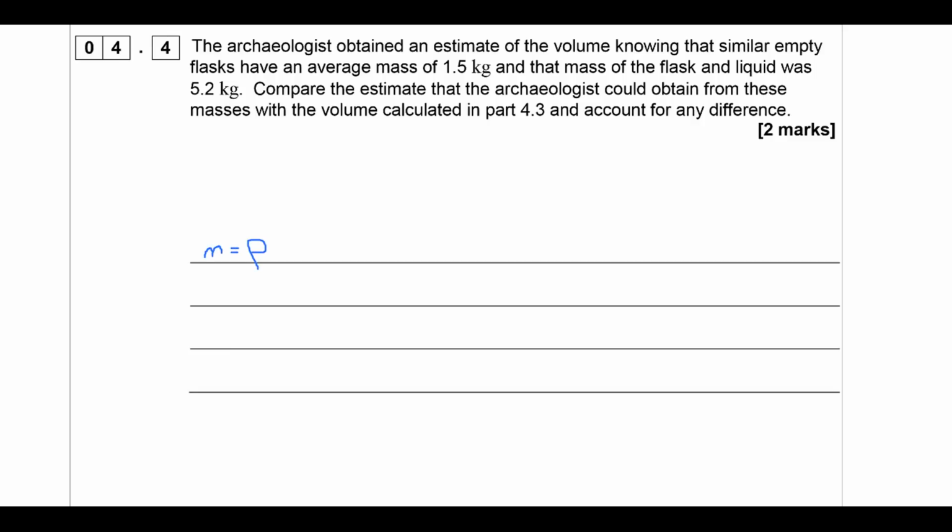is calculate the volume using this. So we want volume, it's going to be the mass divided by the density, so that's going to be 5.2 minus 1.5 divided by the density, so 5.2 minus 1.5 divided by 1,000 gives you the volume in meters cubed. So we're going to times that by 1,000,000 to turn that into centimeters cubed. So that was 3.7 times 10 to the minus 3 meters cubed, or 3,700 centimeters cubed. So quite close, but a larger value.